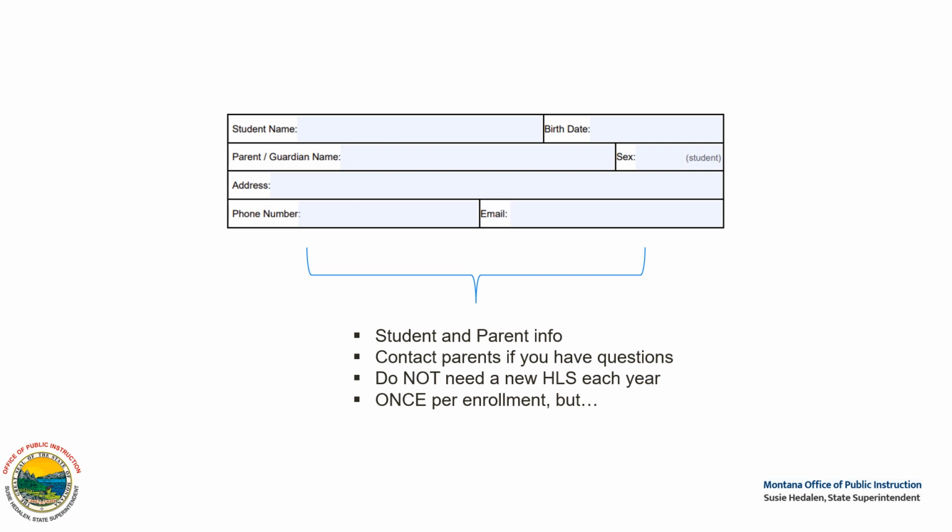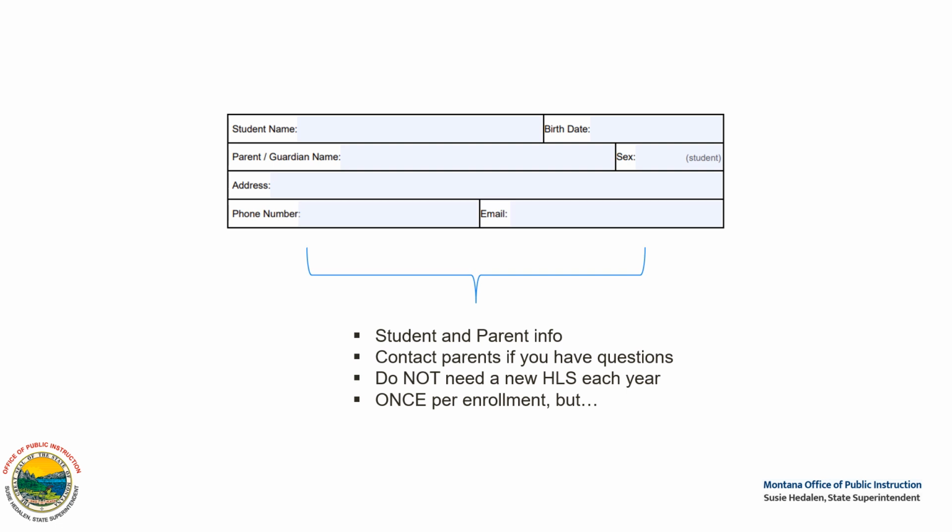This next section of the home language survey is pretty self-explanatory, with the student's name, parent or guardian name, and their contact information, including email and phone number, so that you can contact parents if you have questions about any of the responses on the home language survey.